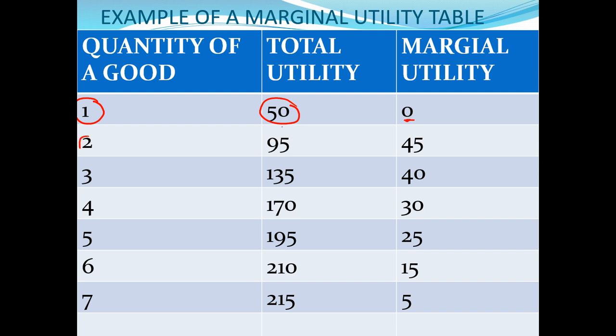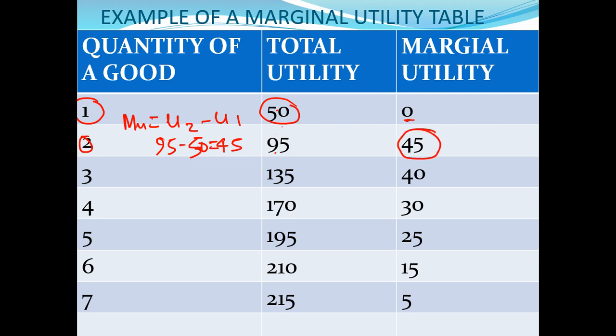When you consume the next unit, the second unit, your total utility has increased from 50 to 95, meaning that the marginal is the difference between the 95 and the 50. So in this case, marginal utility is just utility 2 minus utility 1. So this is 95 less 50, which is giving us the 45. So that's the marginal there.